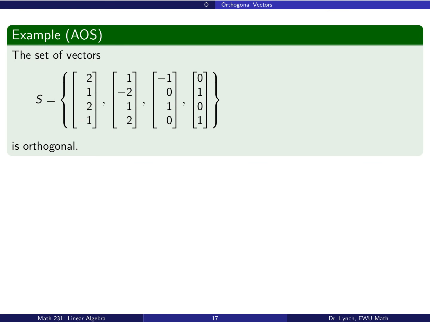Here's another example of an orthogonal set. The set S containing real vectors is orthogonal. Now I won't go through the verification here, but again, the method is to have a look at the inner product u1 with u2, u1 with u3, u1 with u4, then similarly check u2 with u3 and u2 with u4, and then finally have a look at u3 with u4. And when all of those different inner products are 0, we see that the set is orthogonal.